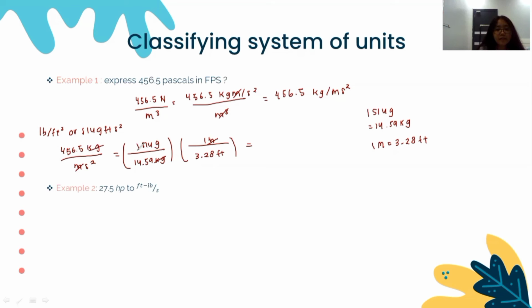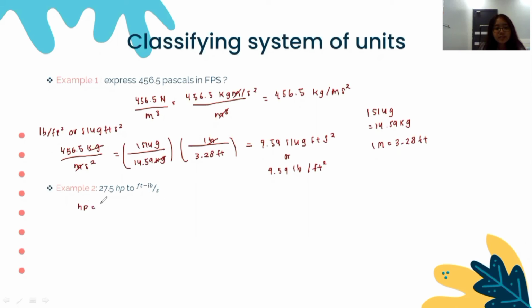456.5 times 1 slug per 14.59 times 1 per 3.28 feet. And we will have 9.54 slug per feet s squared, or 9.54 pound per feet squared. For the second example, 27.5 HP to foot-pound per s.